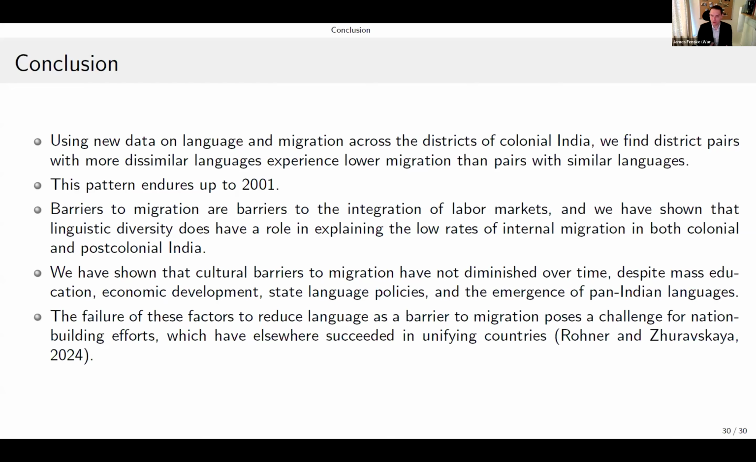This barrier, whether it's cultural or whether it's about communication, hasn't diminished despite actual government efforts that you'd think would work against it, or despite economic development that you think would work against it. And so I think what we tell you is that nation building is hard, and reducing barriers between languages within a country is difficult. That's what I have.